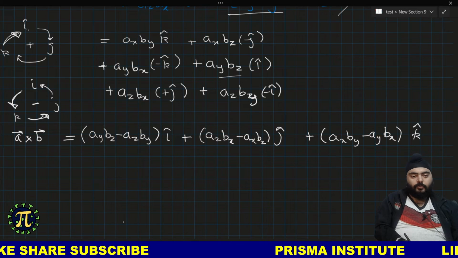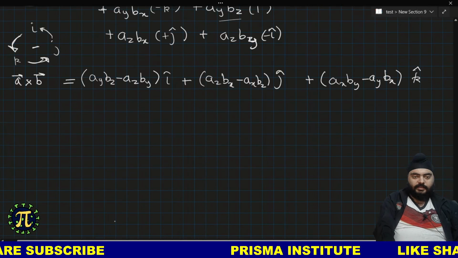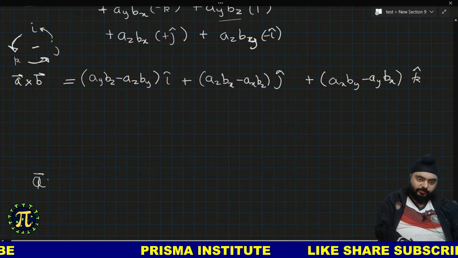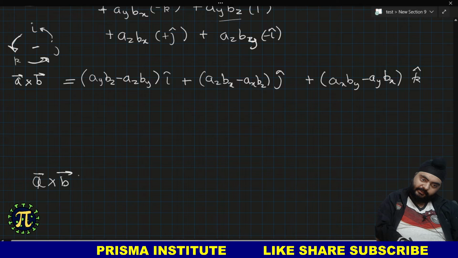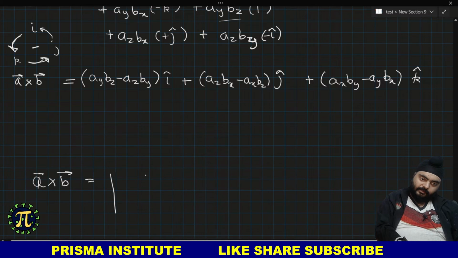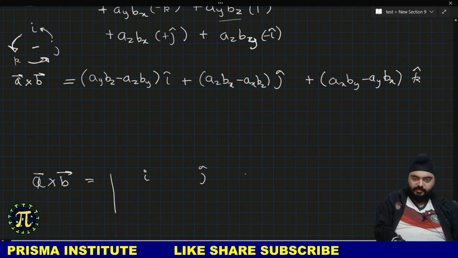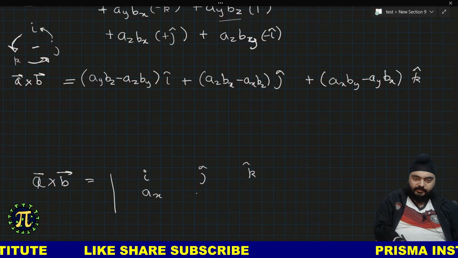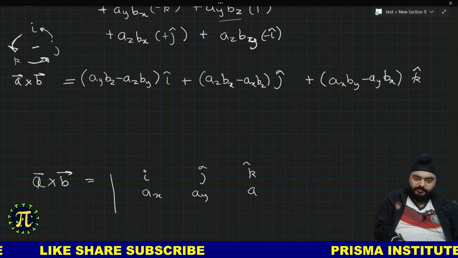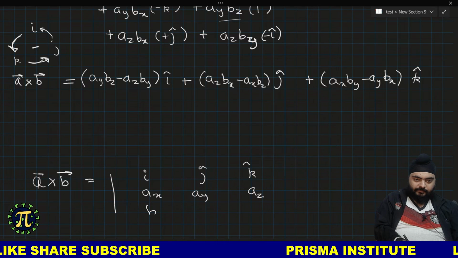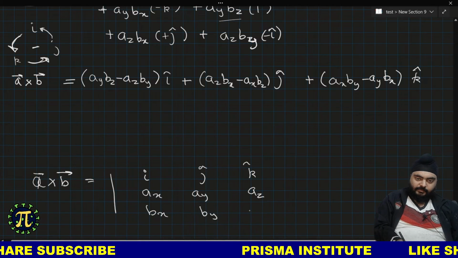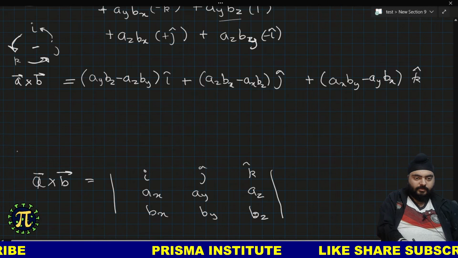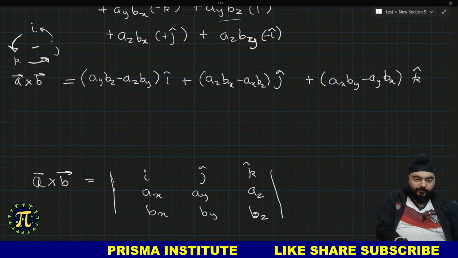But there is a more concise way to write this. So a cross b can also be defined as a determinant of i j k. पहले क्या, a vector, then you will write components of ax, ay, az, and then b, bx, by, bz. This is the determinant form. Okay, this is the component form and in form of a determinant.